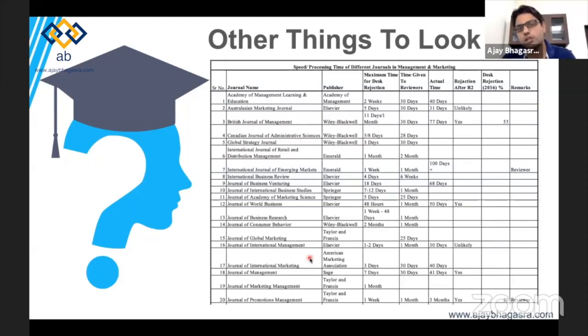When you select your journals, this is your own work that you need to look at. Many journals take a lot of time for publication because quality takes time, and I will discuss that also. Now, for example, this is a list which I prepared that might be handy to some of the people. There is this journal, British Journal of Management, being published by Wiley.